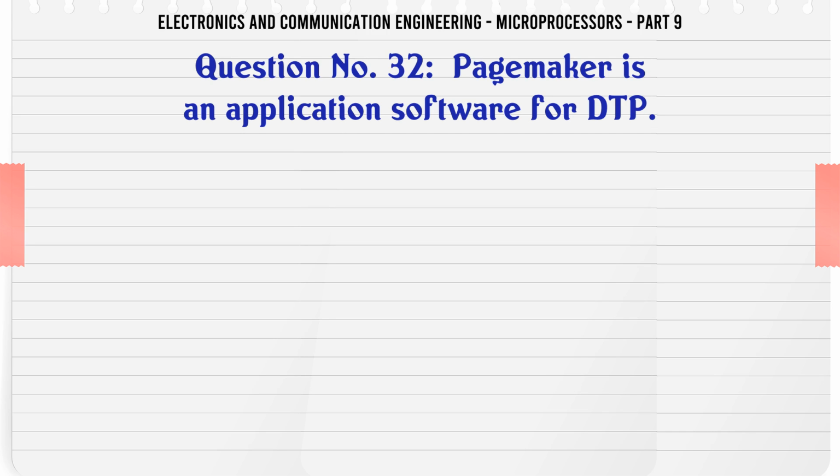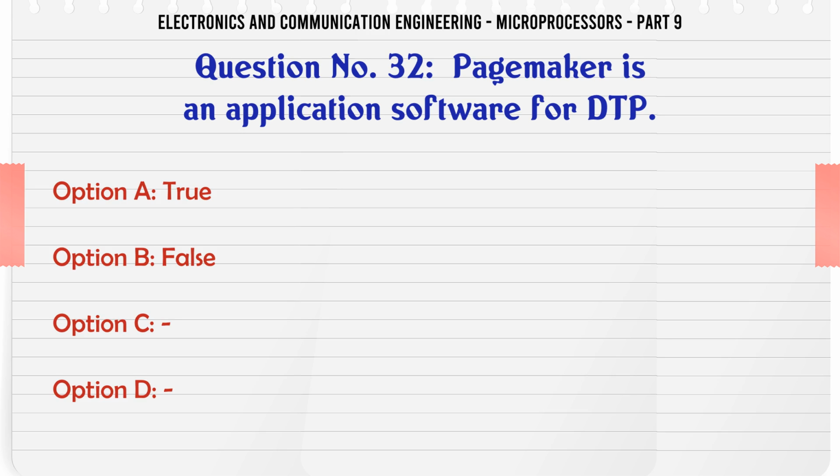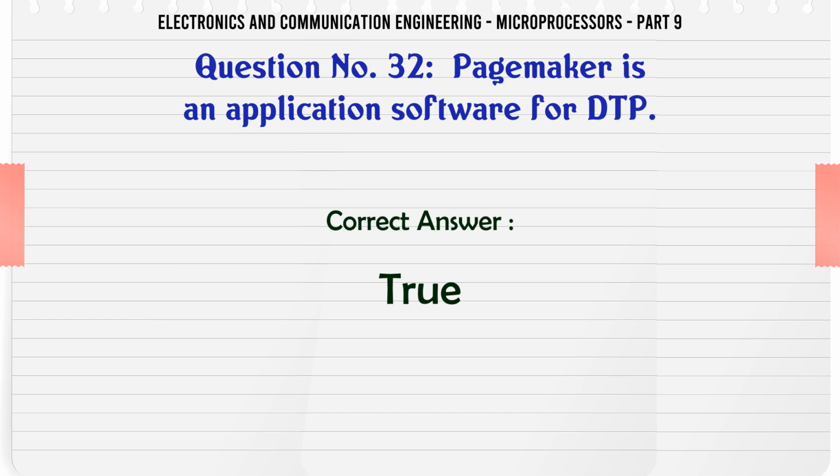Pagemaker is an application software for DTP. A. True, B. False. The correct answer is true.